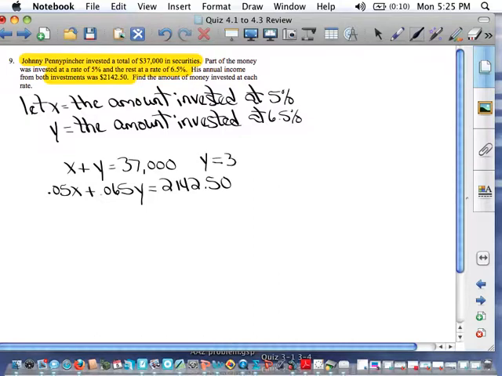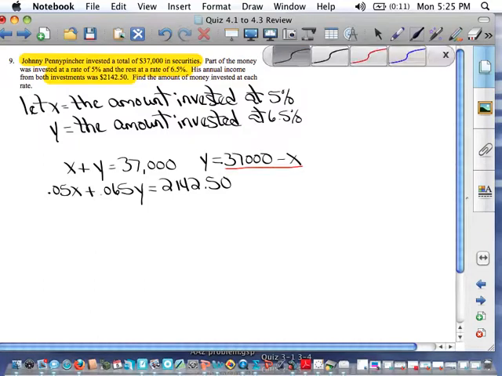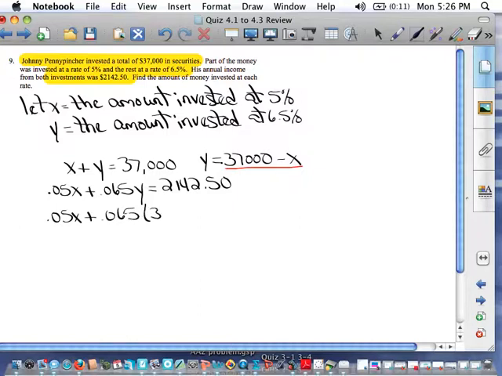So Y is equal to 37,000 minus X. And then substitute that 37,000 minus X into the second equation. So 0.05X plus 0.065 times 37,000 minus X is equal to 2,142.50.